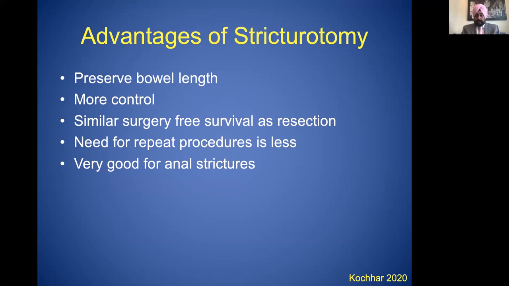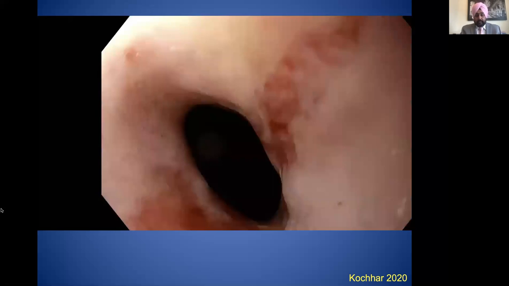Now we know it has similar surgery-free survival as resection. And I think it is very, very good for anal strictures. Anal strictures have always been very hard to manage. We either recommend patients do self-dilatations or we do balloon dilatation. Repeated self-dilatations can cause incontinence because of nerve damage. This, in my opinion, is a very big advantage.